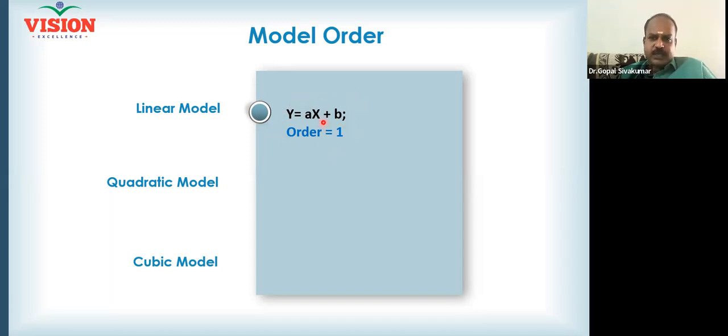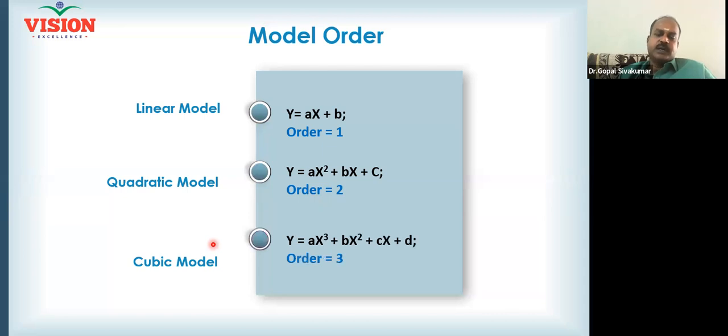If multiple x are involved, that will be multiple linear regression. That means a x1 plus b x2 plus c. But x is raised to the power of 1 only. There is no x square term, right? Then it is a linear model. Quadratic means it's a second degree equation: a x square plus b x plus c. This is called a quadratic model, or otherwise regression of model order 2. Cubic means a x cube plus b x squared plus c x plus d.